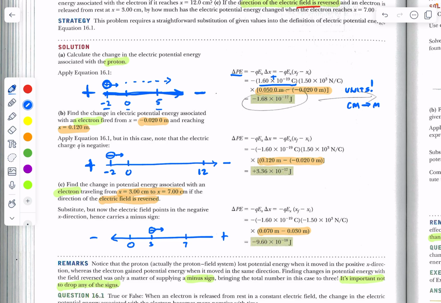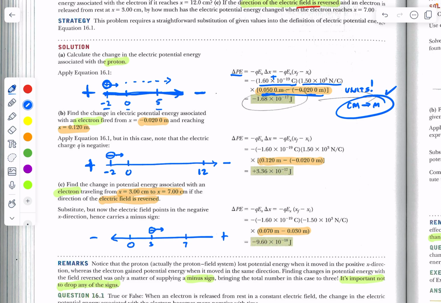The strength of my electrical field was given to me in the problem. My change in distance: my final position is 5 centimeters, and my initial position was -2 centimeters. Notice that I had to convert centimeters into meters because I'm working with joules and newtons. This is something that is often forgotten by physics students: convert your distances into meters.